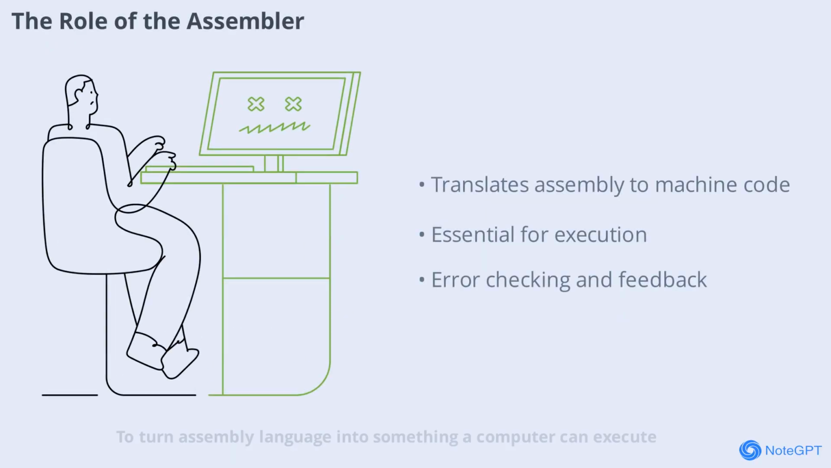To turn assembly language into something a computer can execute, we need a special program called an assembler. The assembler takes the human-readable assembly code and translates it into machine code, which is made up of binary instructions. This process is essential, as computers can only understand and execute binary code. Assemblers also help catch errors and can provide helpful feedback to programmers, making the development process smoother.